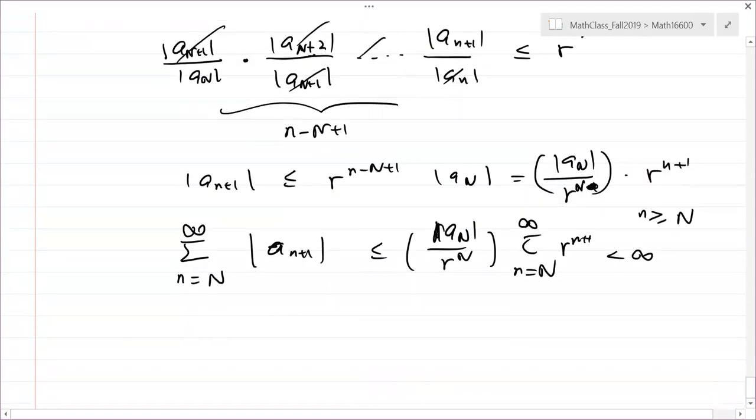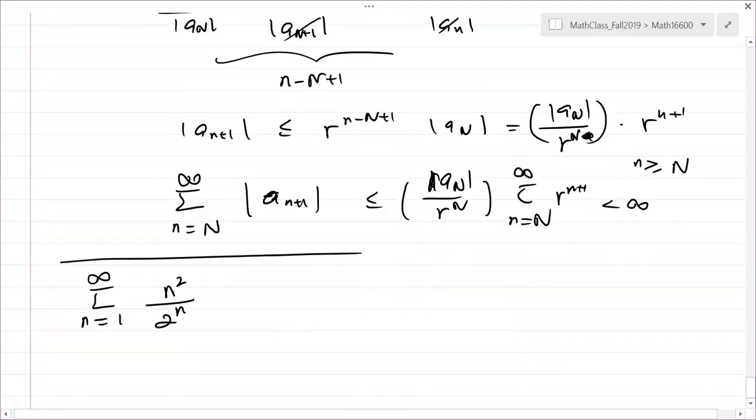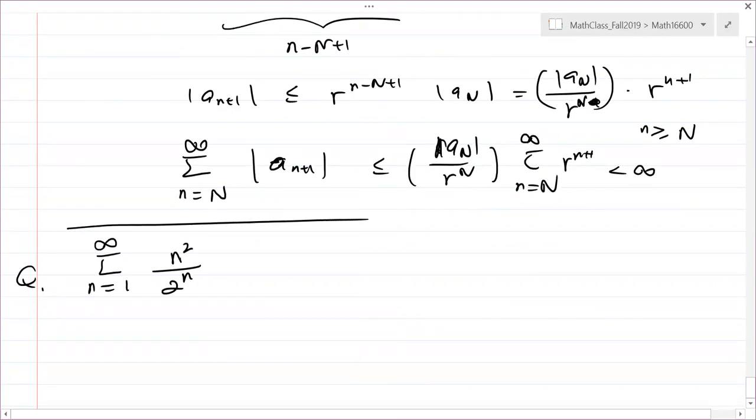You can also use the integral test to prove this converges, just a little bit more complex. Okay, so the third method is just look at this series, n squared over 2 to the n, right? How do you prove this is convergent? Of course, then the alternating series is also convergent. This is convergent because a_n equals n squared over 2^n, which is equal to f of n.